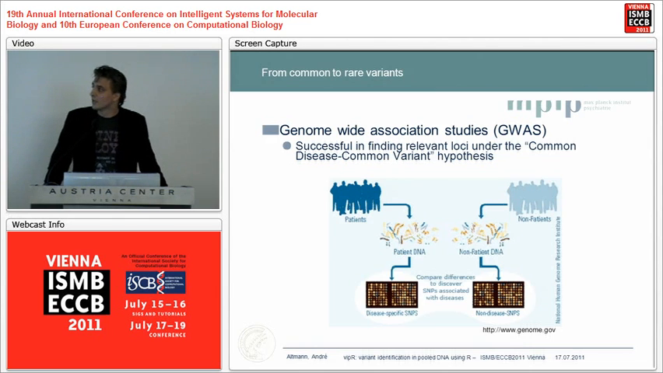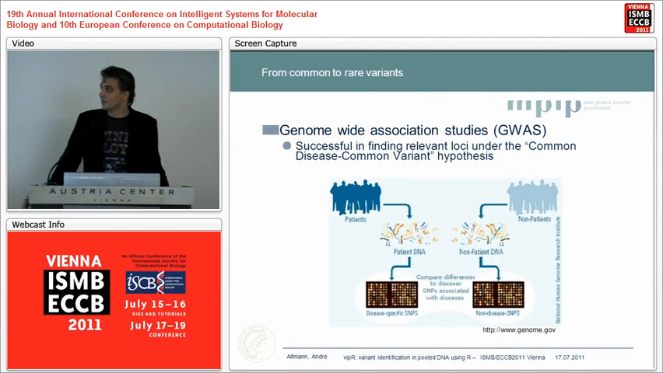So basically, what you do is you take thousands of patients having the same disease, and you take an equally sized or similar sized group of non-patients or healthy individuals, and then you genotype these 1 million SNPs. Then you check whether in one of these two groups you have enrichment of certain mutations, either protective ones if they're enriched in the non-patient group, or causal ones which are enriched in the patient group.